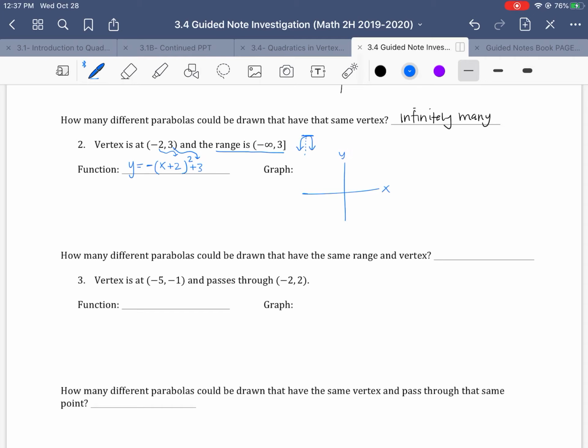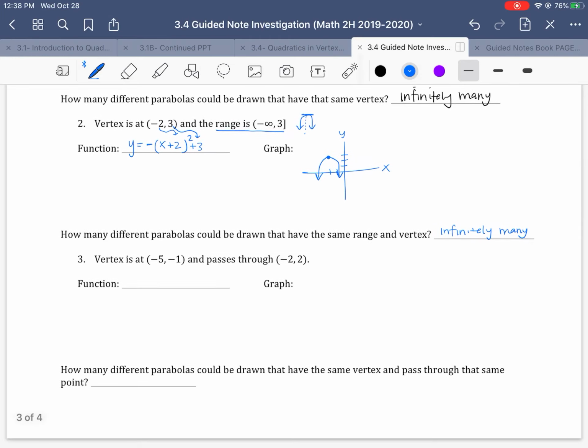And then when I go ahead and graph it, I want to make sure that I plot that vertex, negative 2, 3. And then it's upside down, so I'm going to have it head this direction. Again, just getting an idea. Now again, the question is, how many different parabolas could be drawn that have the same range and vertex? Well, I could draw one that was a little taller and skinnier. I could draw one that's a little wider. I just have to make sure they keep facing down so that they have the same range. But notice there are infinitely many parabolas that I could draw going down. So even though we got a little more specific, there are still infinitely many that could be drawn facing down.